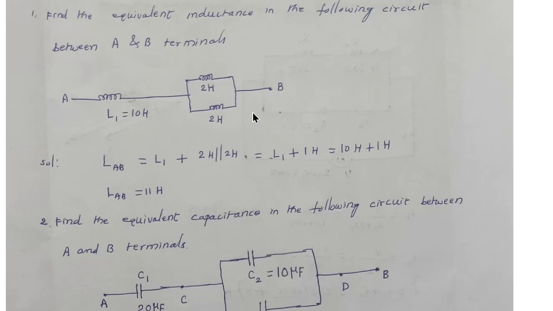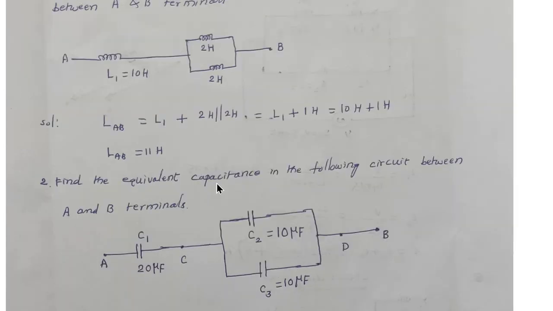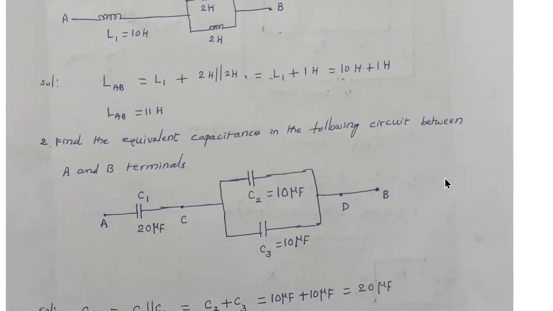So applying the rules for parallel inductors and series inductors, we can write L_AB, between this and this, as L1 plus 2 henries in parallel with 2 henries. Then we can write it as L1 plus 1 henry, because 2 into 2 divided by 2 plus 2 will give us 1 henry, and L1 is already given as 10 henries. Substitute that here: 10 henries plus 1 henry, that is, the net inductance between terminals A and B is 11 henries. So let us take another problem based on capacitance.